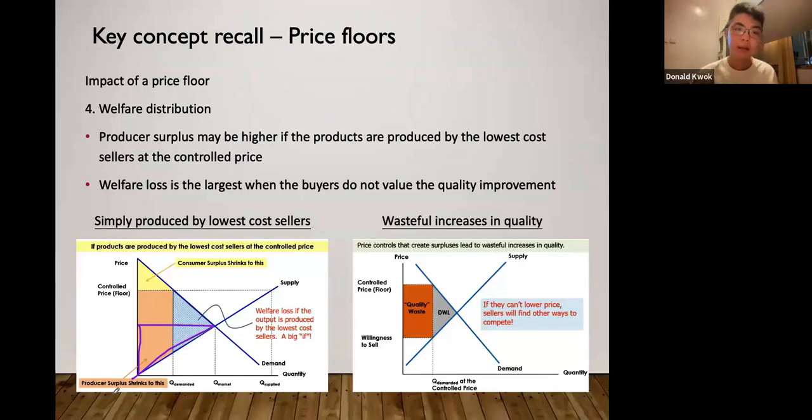The second bullet point: welfare loss is the largest when the buyers do not value the quality improvements. This is related to the second allocation method here, wasteful increases in product quality. What matters is the rectangle in the middle, the orange rectangle, the quality waste. If the buyers do not value the quality improvement, then this rectangle will be captured as the quality waste. In other words, it will be counted as part of the welfare loss.